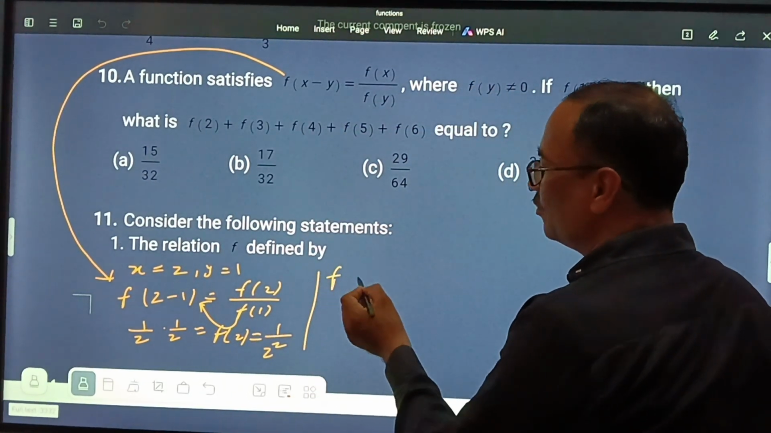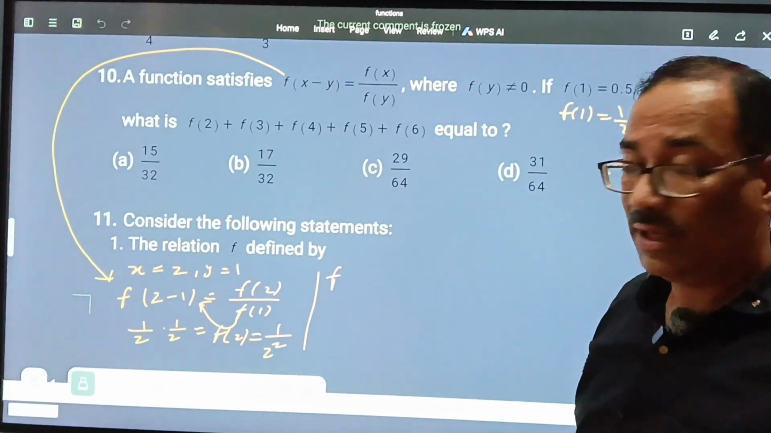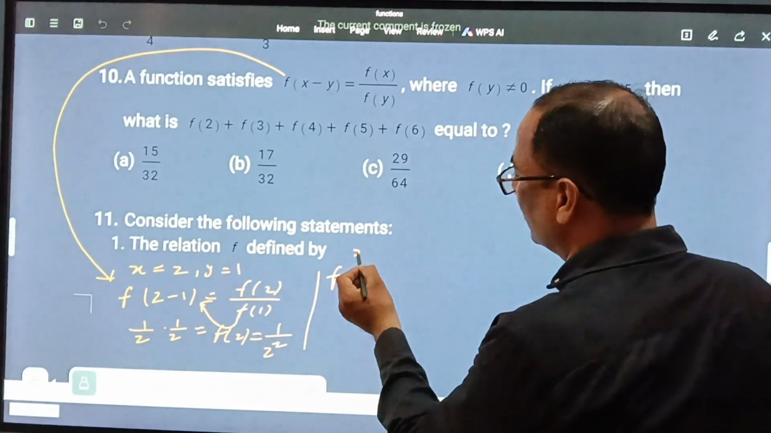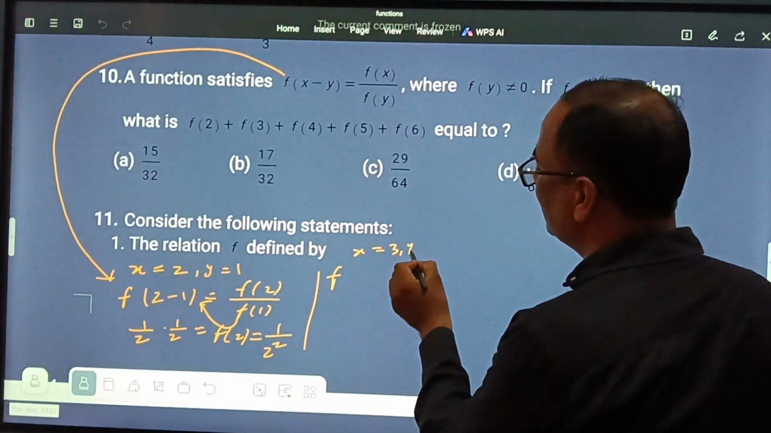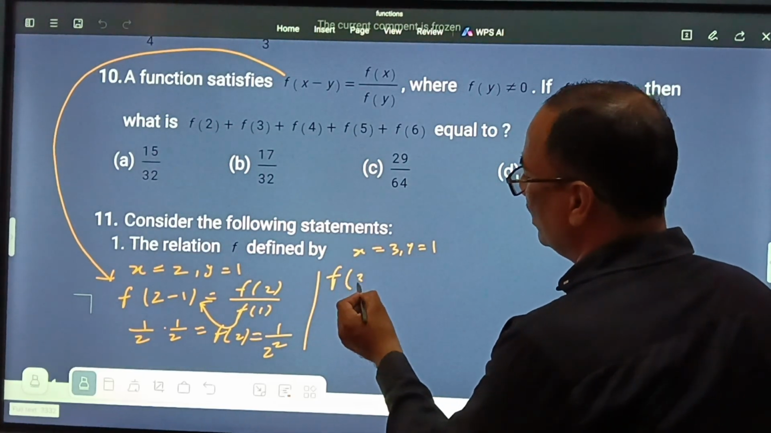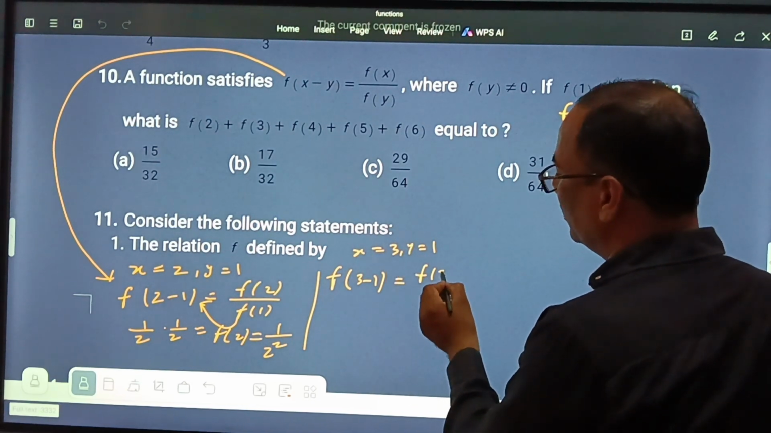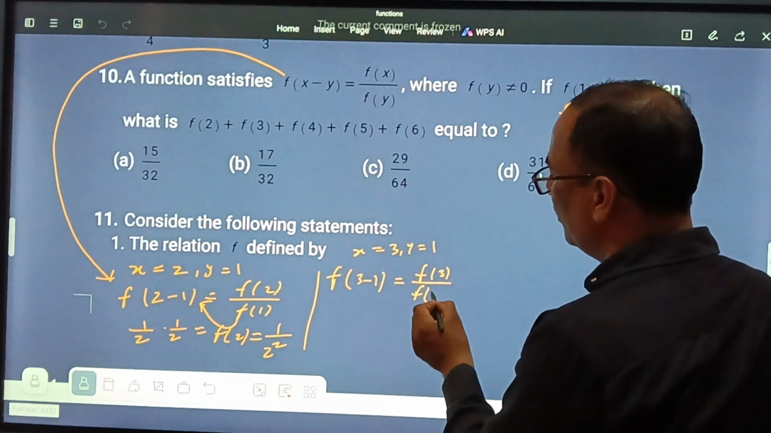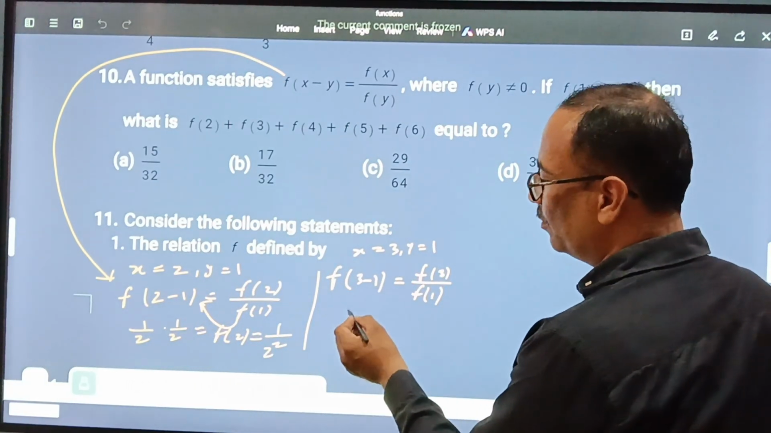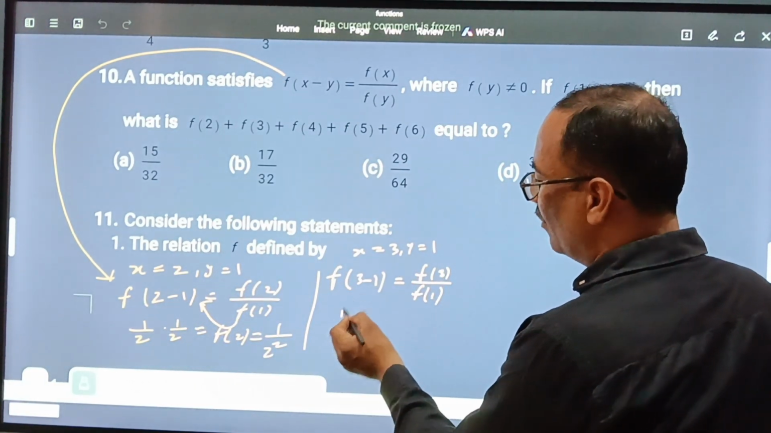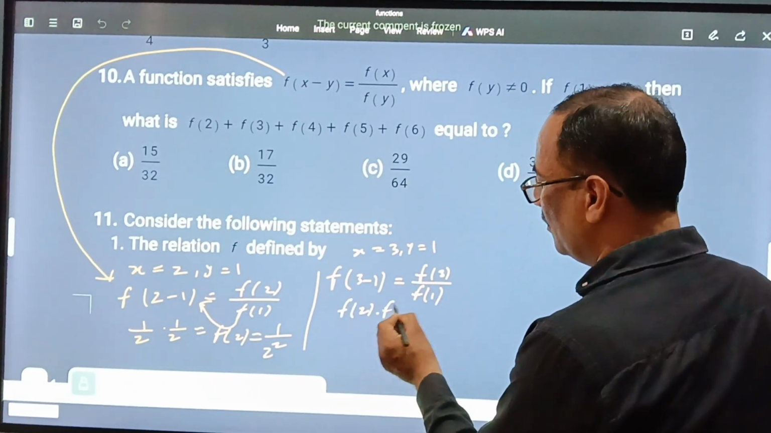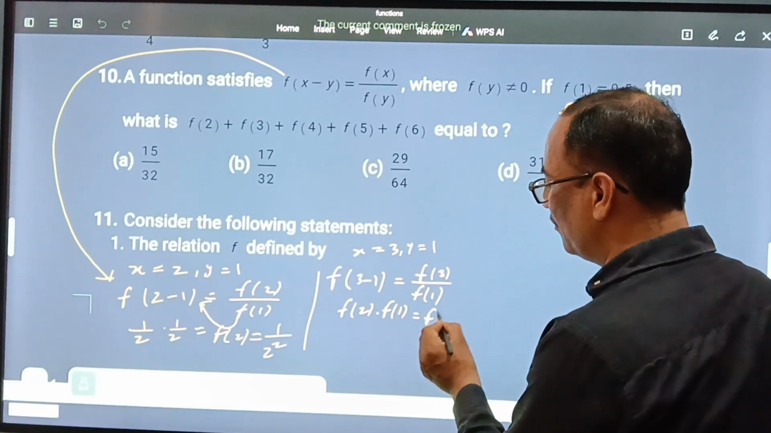Now f of 3 is what? For f of 3 we can put x equal to 3 and y equal to 1. So this is 3 minus 1, which is equal to f of 3 upon f of 1. So it is equal to f of 2 into f of 1, which is equal to f of 3.